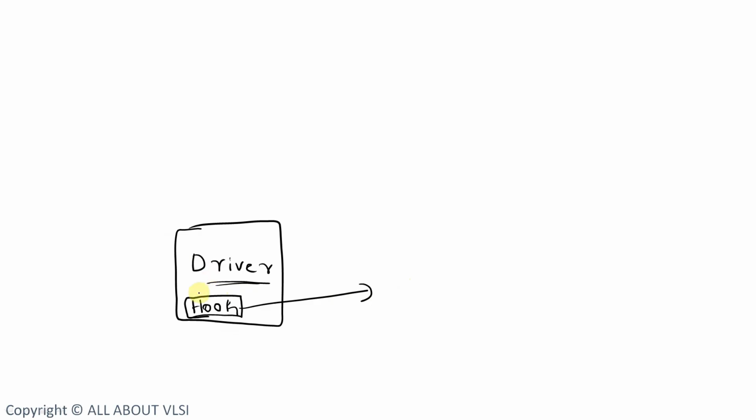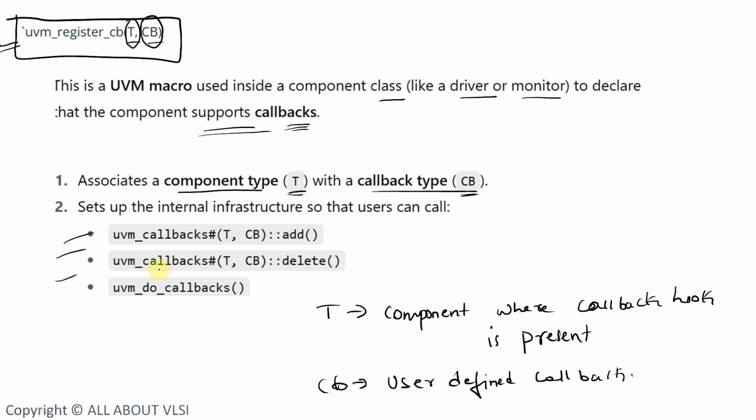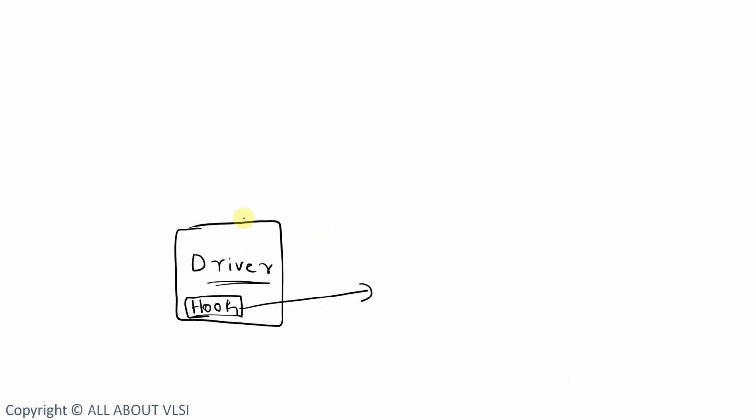How am I going to insert the functionality? Using the add method: uvm_callback#(T, CB)::add. The functionality I wanted to add, that callback method, I'm going to insert. Let's see this with an example. If I want to use this callback mechanism, step one is to declare a user defined callback class.